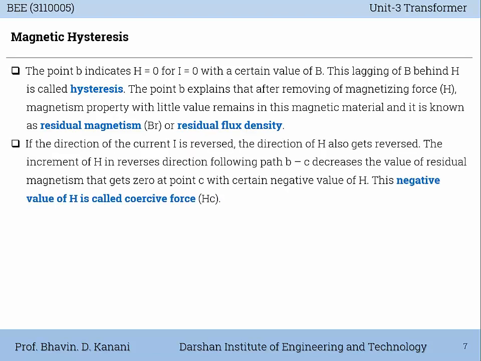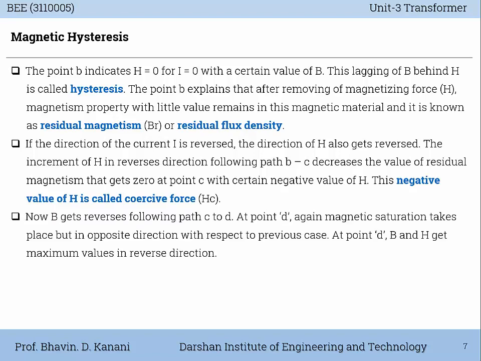If the direction of the current I is reversed, the direction of magnetizing force H also gets reversed. The increment of magnetizing force H in the reverse direction following path B to C decreases the value of residual magnetism, which gets 0 at point C with a certain negative value of H. This negative value of magnetizing force H is called coercive force and it is denoted by capital H suffix small c.